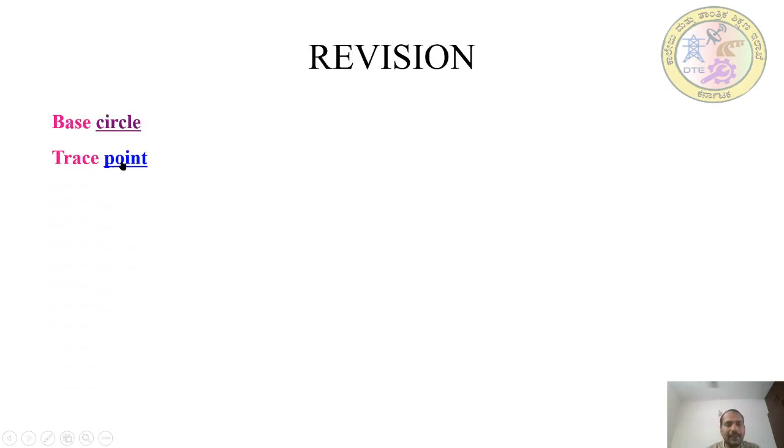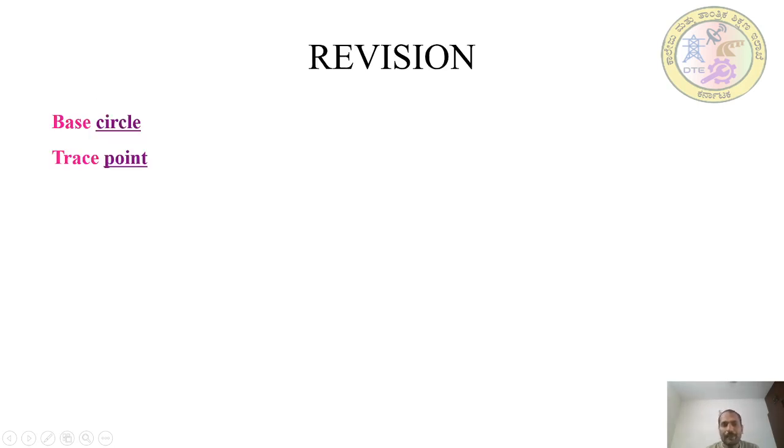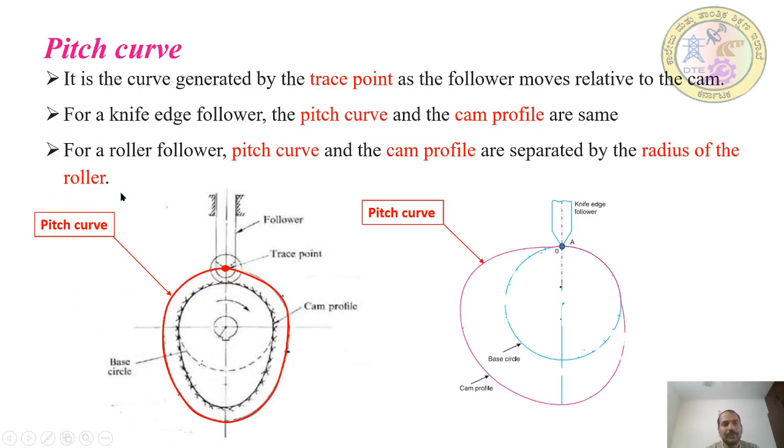Trace point. It is the reference point on the follower and is used to generate the pitch curve. For knife edge follower, this knife edge is taken as trace point. For roller follower, the center of the roller is taken as the trace point. Pitch curve. So it is a curve generated by the trace point as the follower moves related to the cam.